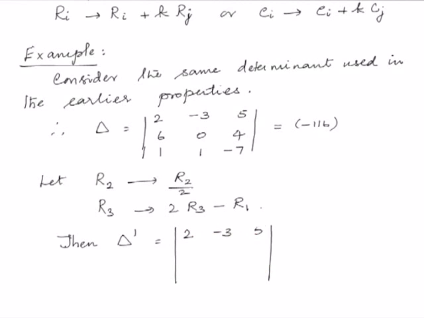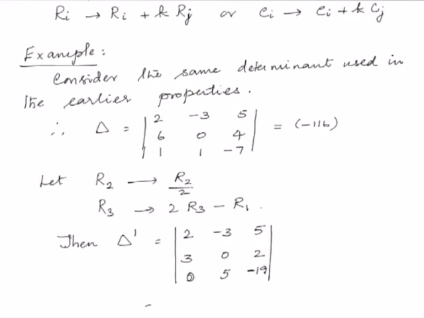So it is 2, minus 3, 5; dividing the second row by 2, we get 3, 0, 2; and the third row is 2R3 minus R1. So it is 2 times 1 minus 2, that is equal to 0. And the second element is 2 times R3 minus R1, so 2 times 1 minus minus 3. Minus of minus becomes plus, leaving 5 as the second element in the third row. Similarly, applying it for the third element, I get minus 19 as the third element in the third row.